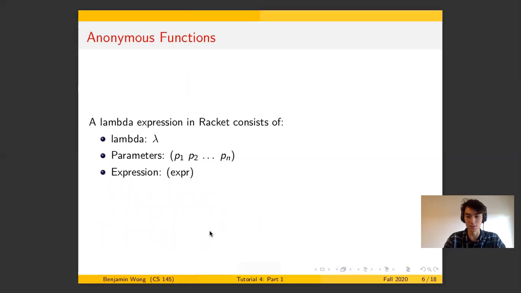Before we get on to the answers, which I'll show you in a minute, we're going to talk about exactly what a lambda expression consists of. So keep your paper or your answers in the back of your mind. We'll get on to those next.